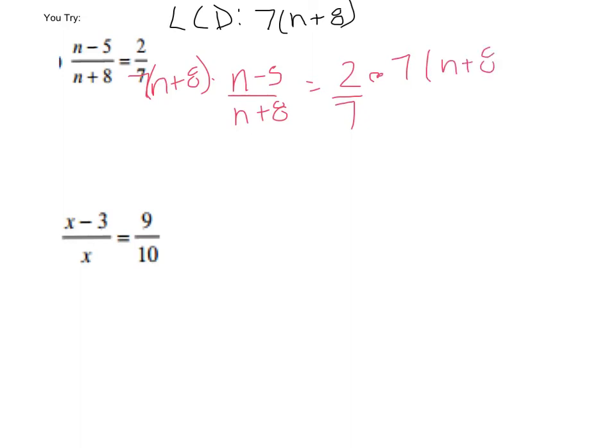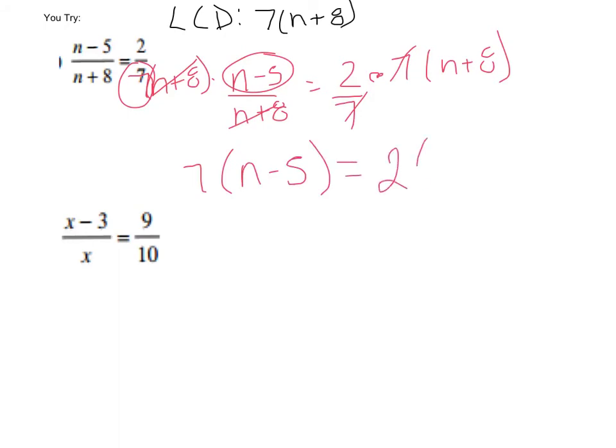n plus 8. Alright, now we cancel what we can cancel. n plus 8's on bottom and top, 7's on bottom and top. So I've got this 7 left over, and then n minus 5. So 7 times n minus 5, and 2 times n plus 8.